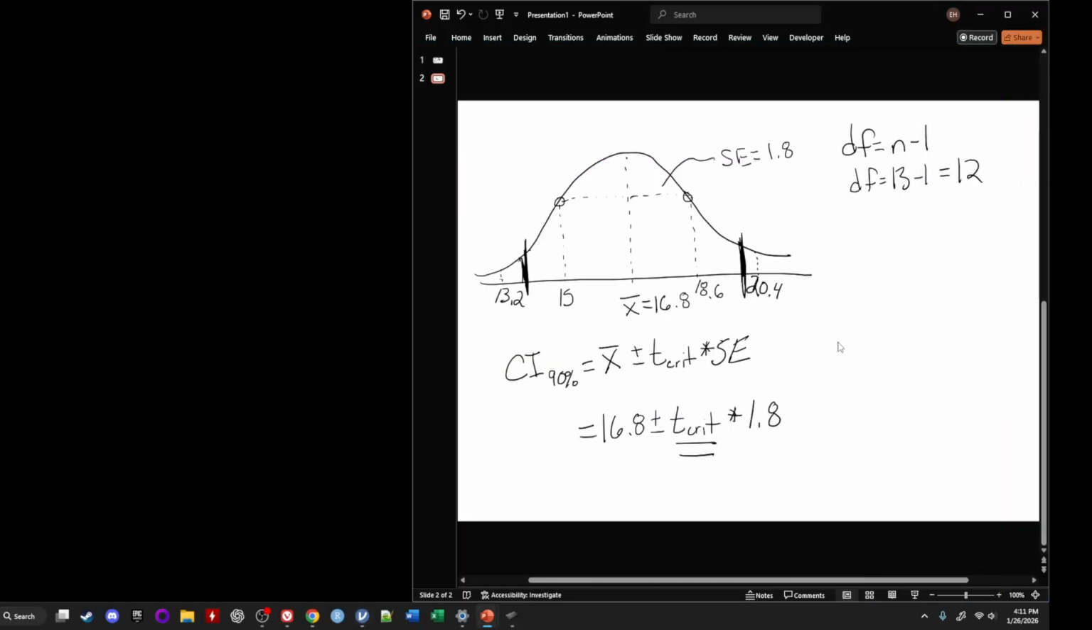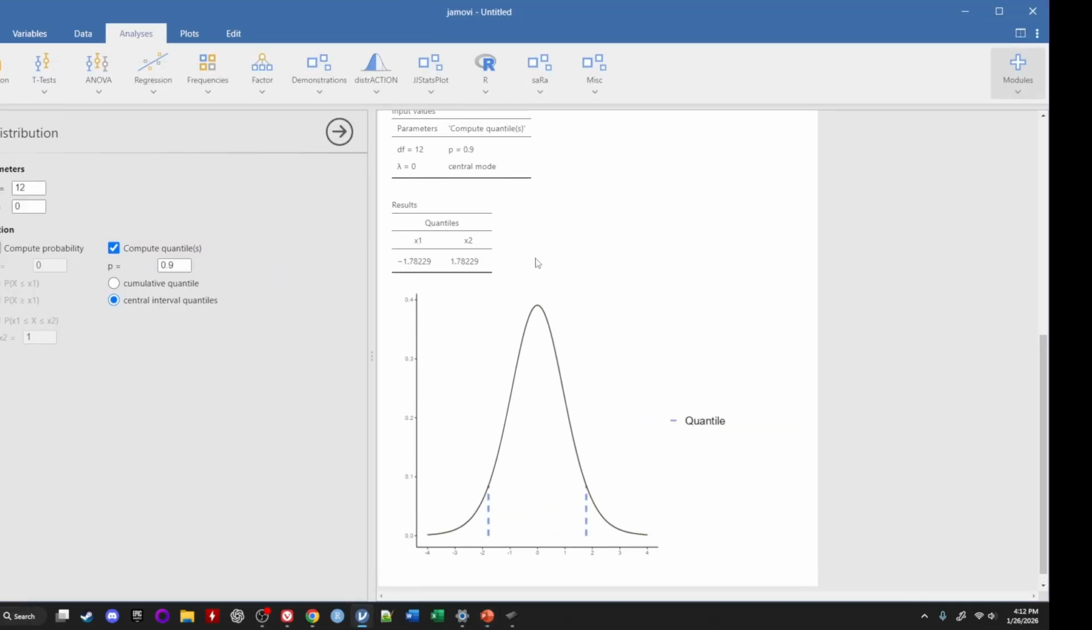1.78229. Let's go here. So our t crit is equal to 1.78229. So we should be able to get our values here that we calculated by doing this of 16.8 plus or minus 1.78229 times our standard error of roughly 1.8. Let's go back to Jamovi and check this out.